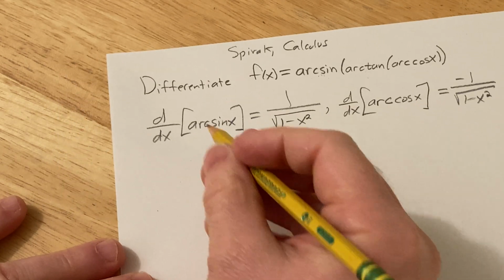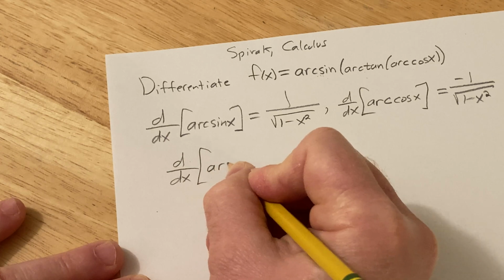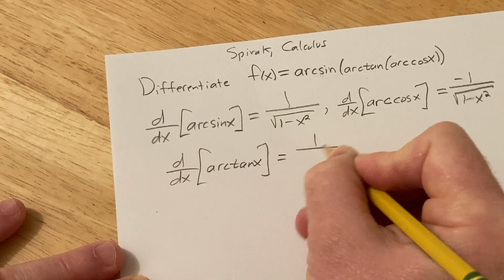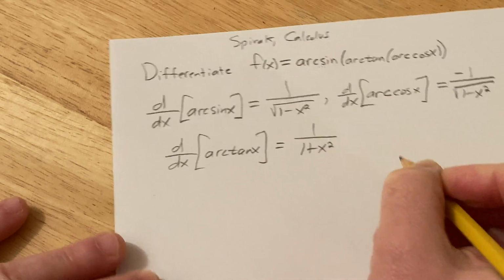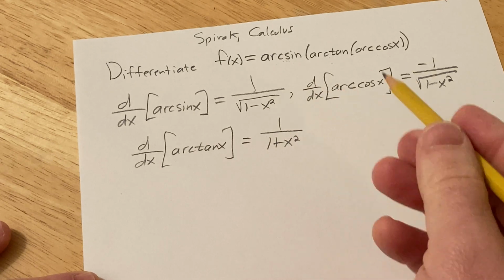And then arctan is also a familiar one that people typically see in a calculus class. The derivative of arctangent of x is 1 over 1 plus x squared. Okay, so now let's go ahead and blow through this problem. We're just basically going to repeatedly use the chain rule.